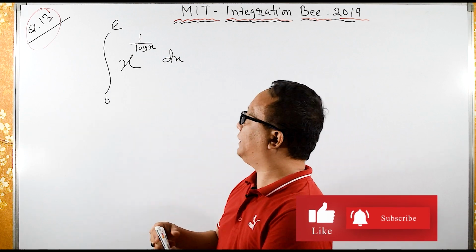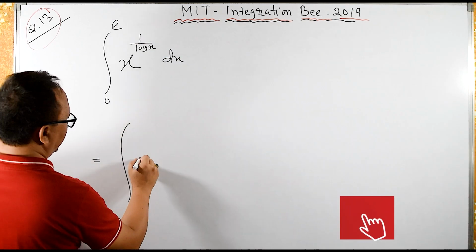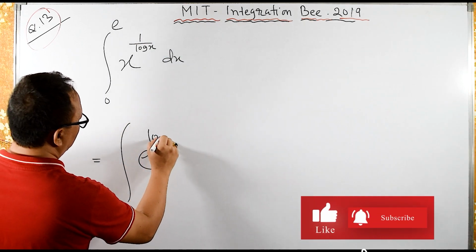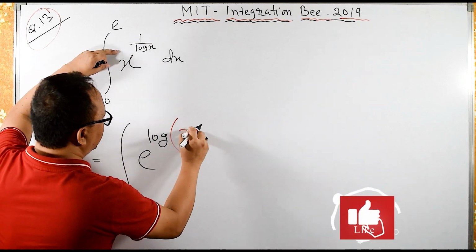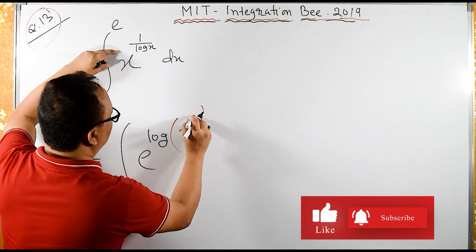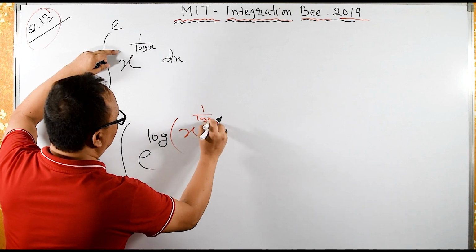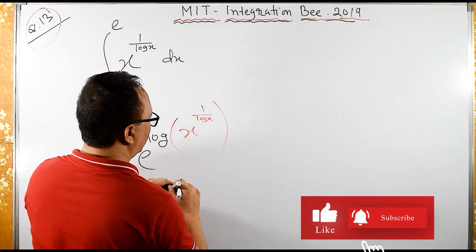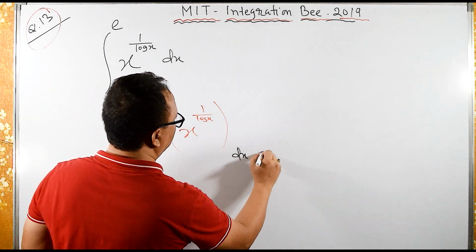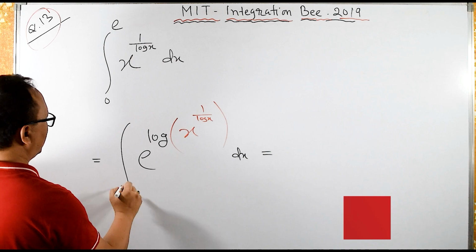Okay, this can be written as integral e raised to log of x raised to 1 upon log x. Why? Because e and log get cancelled. Into dx, okay, limit is from 0 to e.